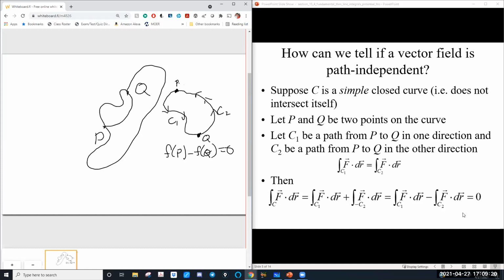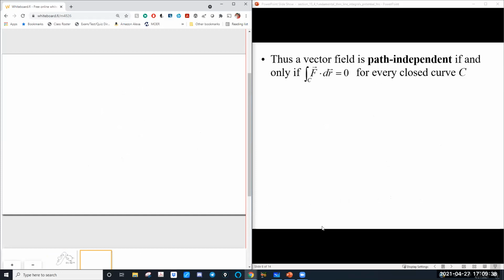Now, what does that mean for us, right? We're not going to be able to test every path from P to Q to see if it's path independent. So this is not an efficient way for us to determine that. So let's talk about how we figure out whether what we have is path independent or not. So it's path independent if and only if the line integral is 0 for every single closed curve C. Again, we can't make every possible closed curve in a vector field.